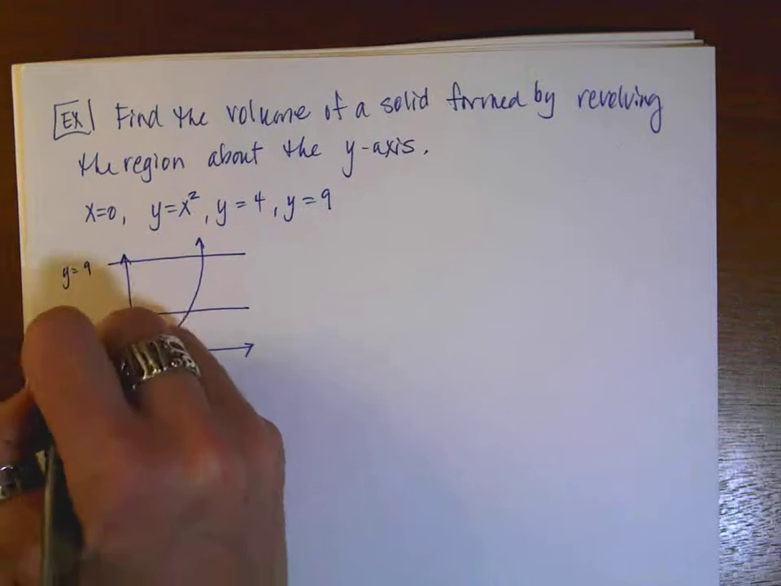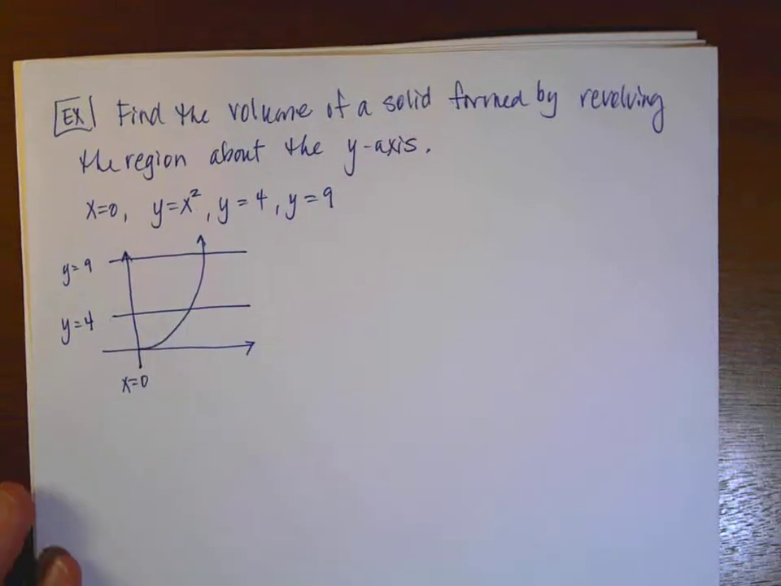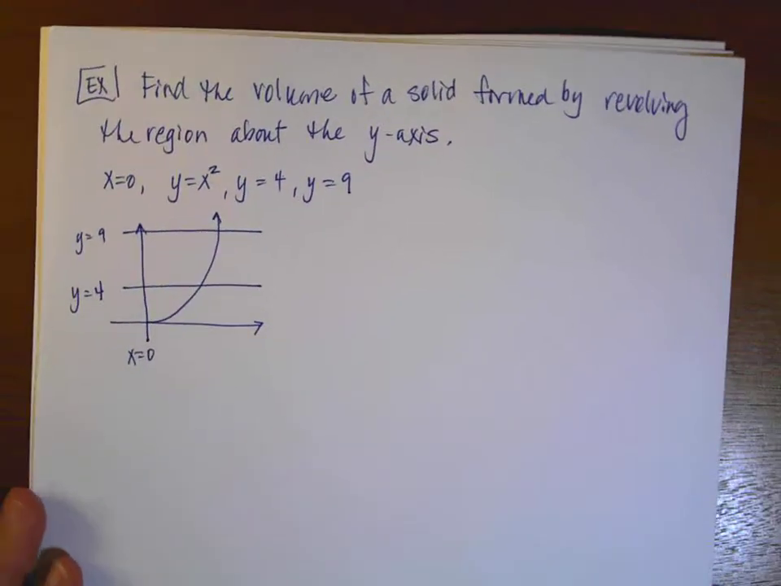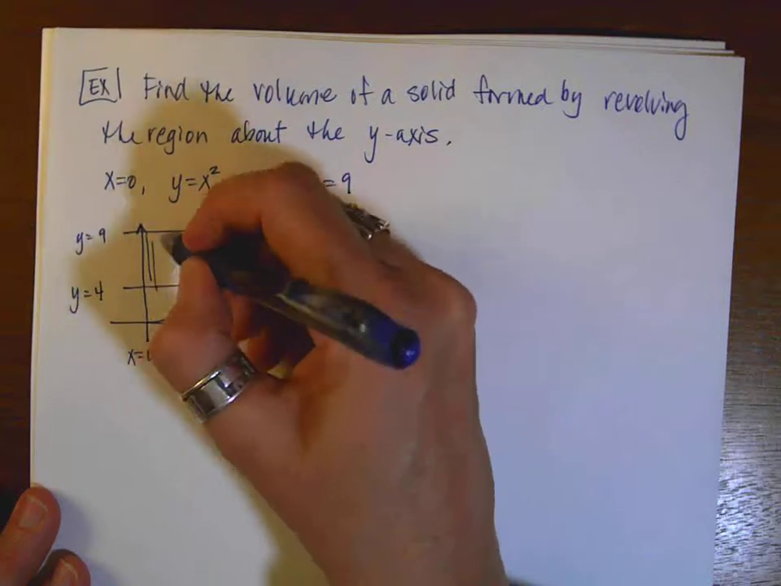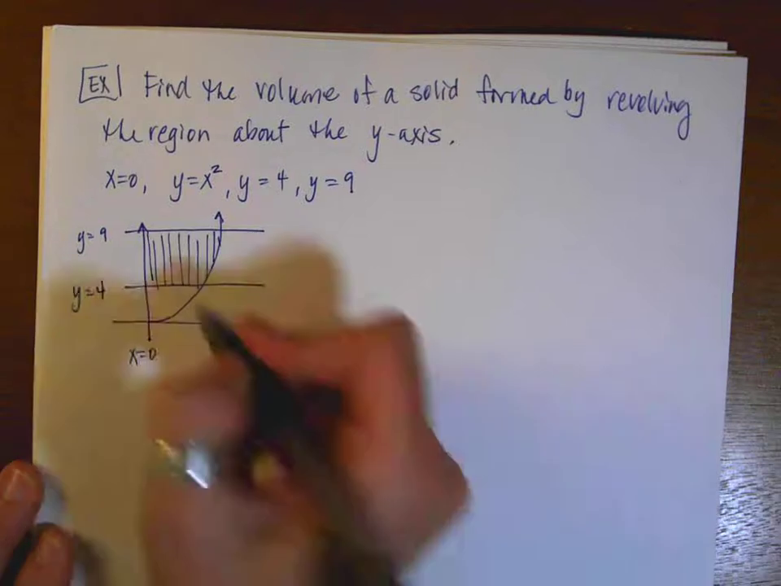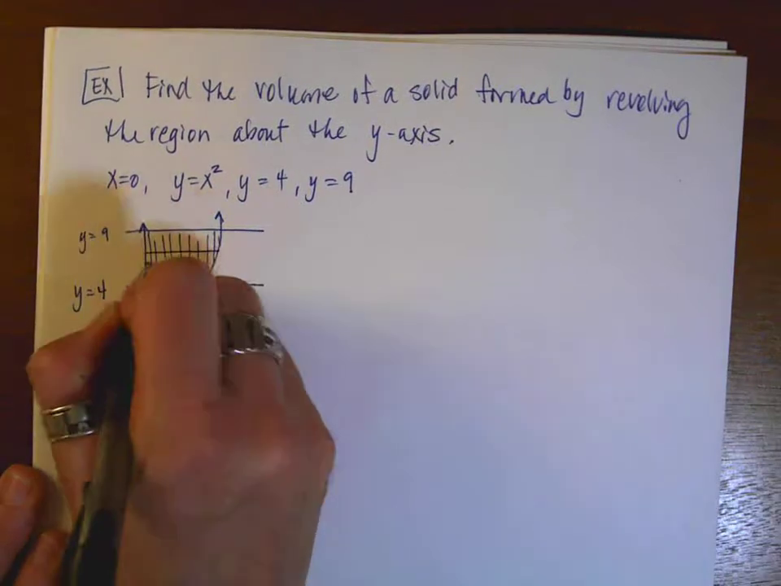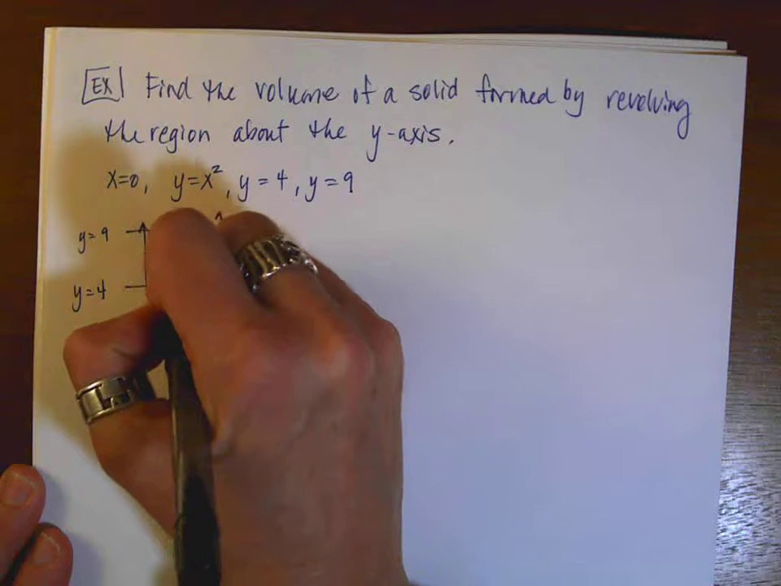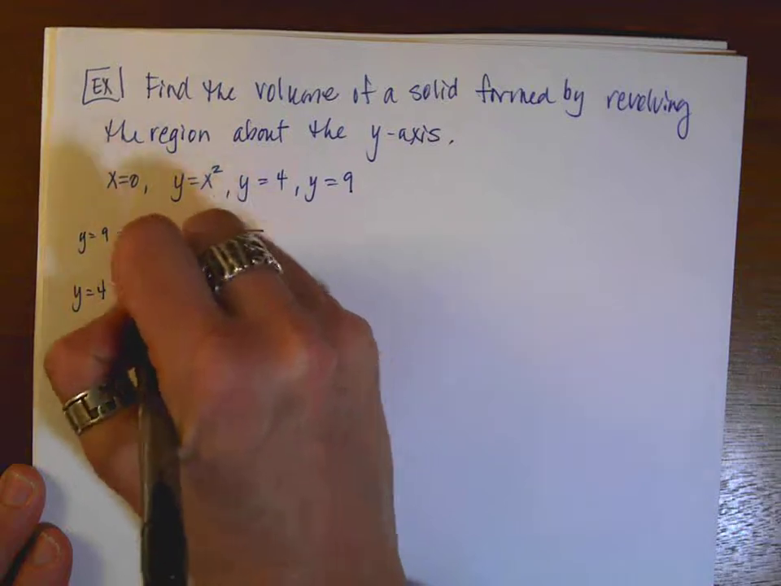So this is y is 9. And then I have y is equal to 4. Okay? And we're going to revolve it about the y-axis. So my enclosed region is this. Okay? And I'm going to revolve it about the y-axis, which if you pay attention is actually pretty nice.